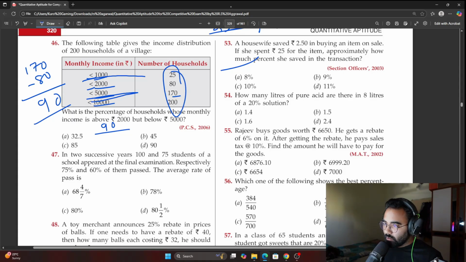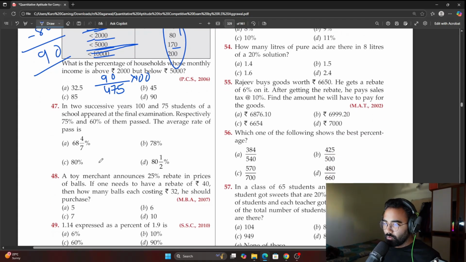Let me just add. So this is 170 plus 80 gives you 250. 250 plus 200, 450. 450 plus 25 is 475. So 90 upon 475 into 100 should be easy. Now all you need to do is calculate this, and this should give you the right answer. 9 5s are 45. Alright, you can simply just calculate this and you'll get the right answer.